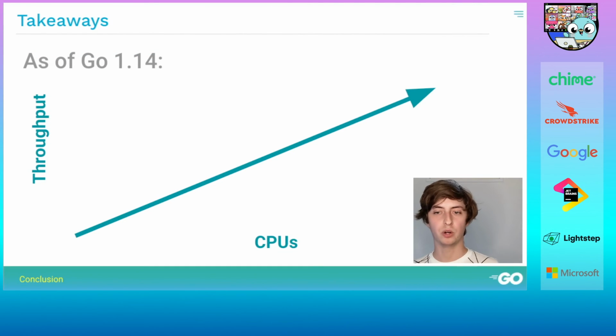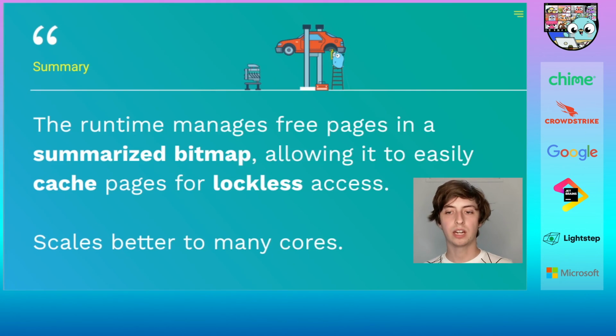And then, as of Go 1.14, Go's memory allocator scales better than before. It accomplishes this by managing pages in a summarized bitmap. The key point of the bitmap is it allows us to cache pages in a very intuitive manner for lockless access. What this means for you, the audience, is that the Go runtime, specifically the allocator, scales better to many cores. So don't limit your parallelism because of the allocator. Just blast it. And I'm sure we'll find another bottleneck, but just blast it.